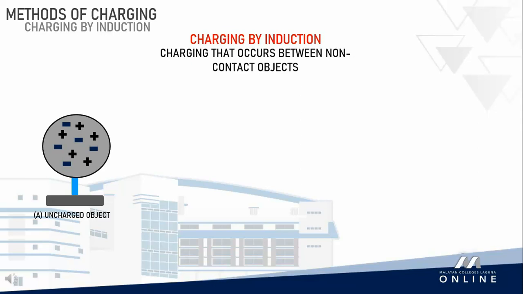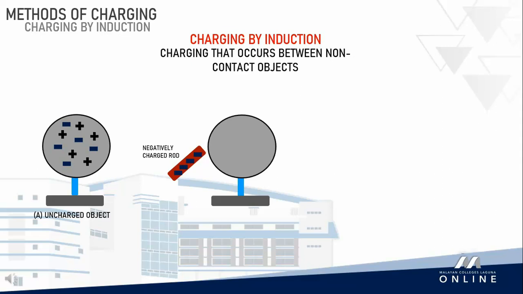Then, we place near it a negatively charged rod. The presence of this negatively charged rod causes positive charges to be induced on the side of the ball near the rod. The negative charges, on the other hand, tend to stay on the opposite side of the ball since negative charges tend to repel each other.